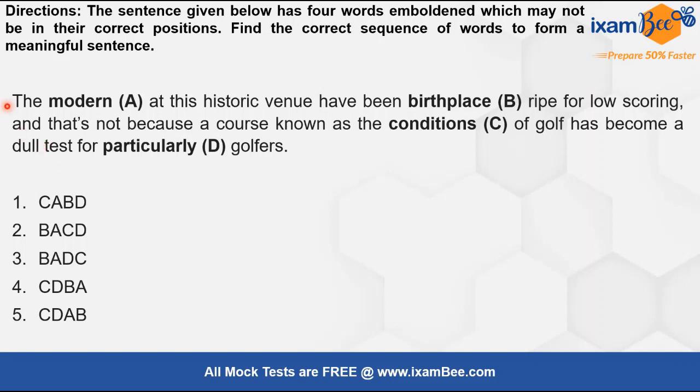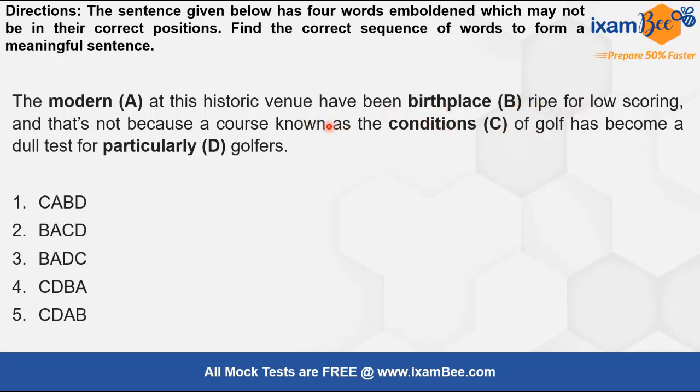So now when we read this sentence, it says, the modern at this historic venue have been birthplace ripe for low scoring. Now when we read this, we know that this is incorrect. Okay, firstly, here in the sentence, have been has been used, right? So have been shows that a plural word should come here, right? So which one is plural here? Conditions. Okay, the conditions at this historic venue have been dash ripe.